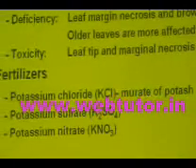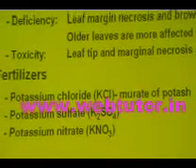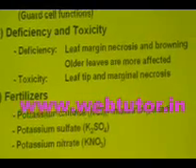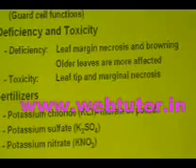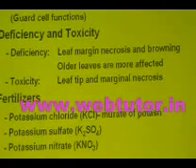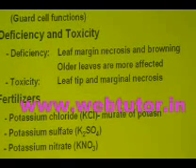Now deficiency: there will be leaf margin necrosis and browning. Older leaves are more affected. Then toxicity will again cause leaf tip and marginal necrosis. See, when there is excess of anything, supposing excess of potassium now, more amount of this, there will not be proper opening and closing of stomata.